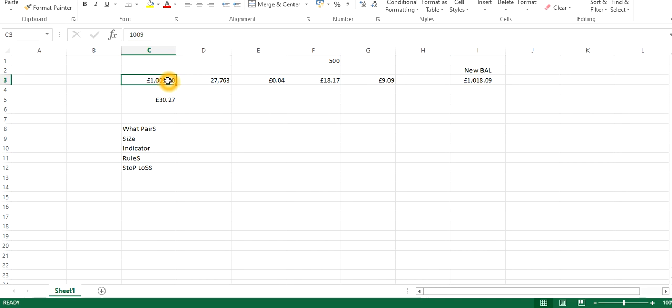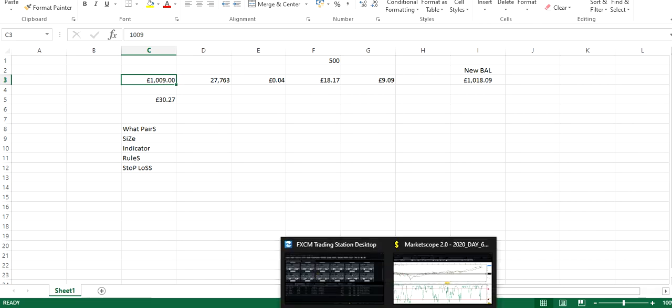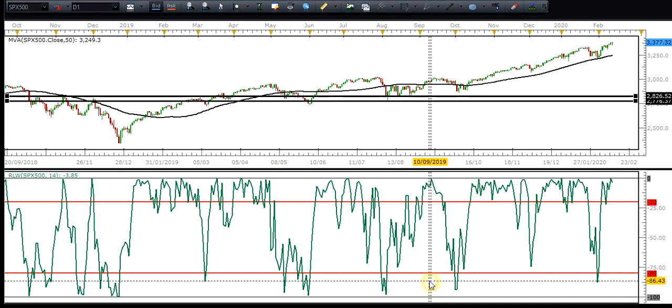Okay, so we're going to be doing this for each trade for the whole year. This is the only way we can prove this system. So stay with me, guys, please. It's going to blow your minds because it works with every single pair.